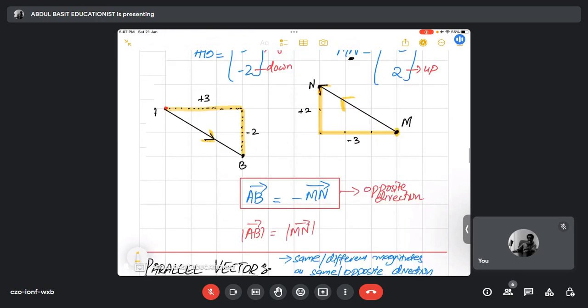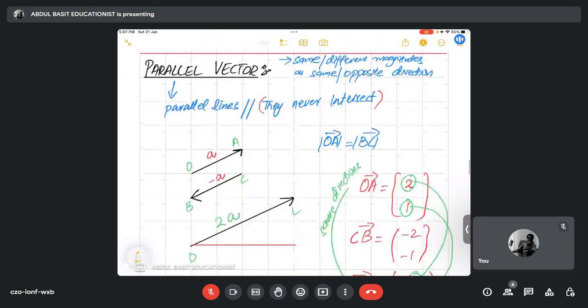Okay, then what are parallel vectors? We should know what parallel lines are. They have different magnitudes, but the same or opposite directions. Parallel lines never intersect. So you can see that O to A is parallel to B to C, but the direction is different. Is this clear?